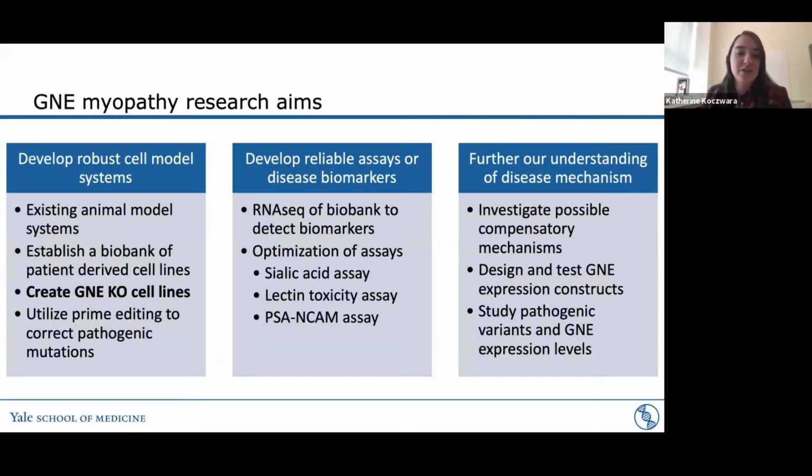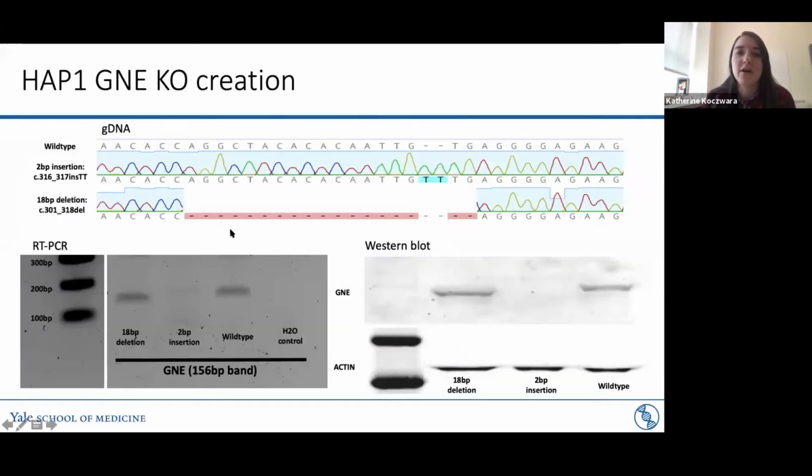So in addition to the biobank of patient-derived cell lines, I've also been working to create a couple of GNE knockout cell lines. So these are cell lines that are completely deficient of GNE. The first cell line that I created a GNE knockout in is a HAP1 cell line. This is a cell line that just grows really quickly and is really easy to work with in the lab. And so what you can see here is I was looking to create insertions or deletions in the DNA of these cells in the GNE gene.